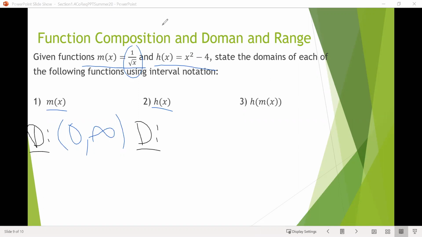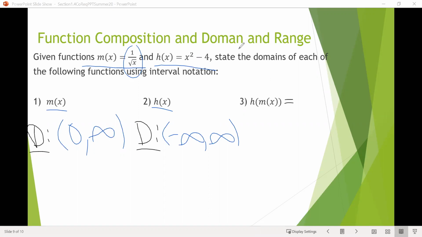All right, what about the function h? We have x squared minus 4. Are there any restrictions we have to worry about there? Well, in this case, no, because there are no fractions, so we don't have to worry about dividing by 0, and no roots, so we don't have to worry about taking the square root of negative numbers. So our domain would be all real numbers, or negative infinity to positive infinity in interval notation. Cool. Now for the last part, h of m of x.